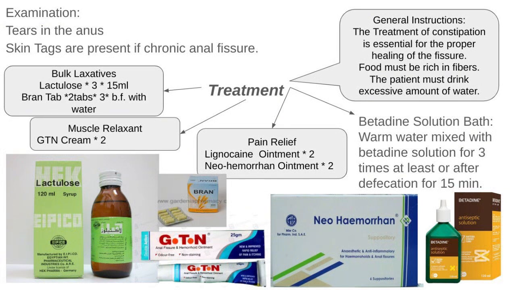Bran tablets. We use 2 tablets 3 times daily with the addition of excessive water intake and adding fiber to the diet to increase stool bulk. Patients should aim for soft, easy-to-pass stools to avoid further trauma to the fissure.